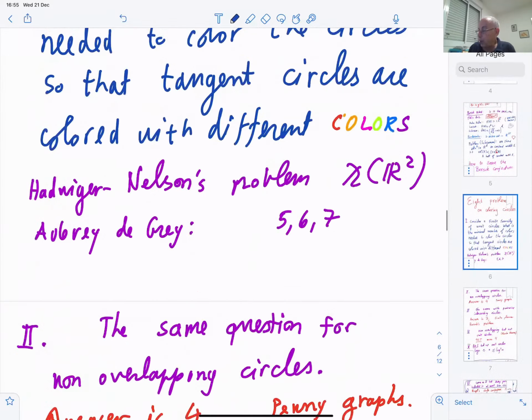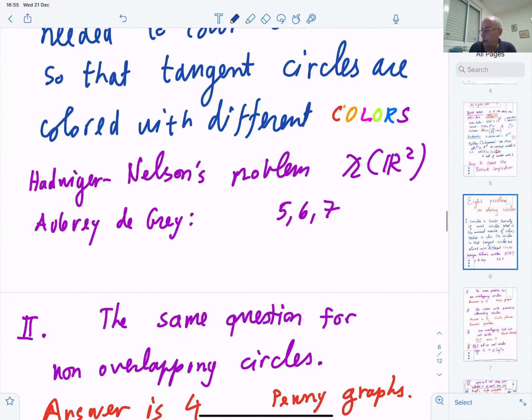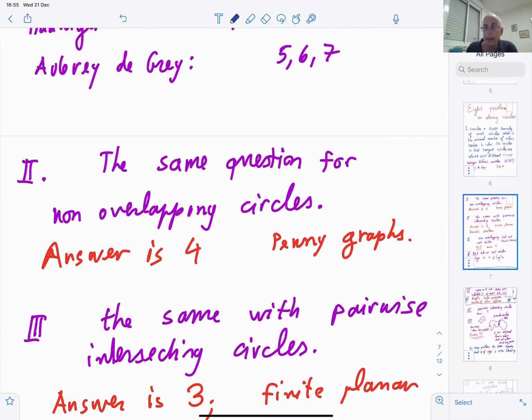You can ask the same question, but not for arbitrary circles, but for non-overlapping circles. Such graphs are called penny graphs, and then the answer is 4. The reason is the 4-color theorem. If you have a collection of non-overlapping circles, then the graph of tangencies is a planar graph, so you can use the 4-color theorem.